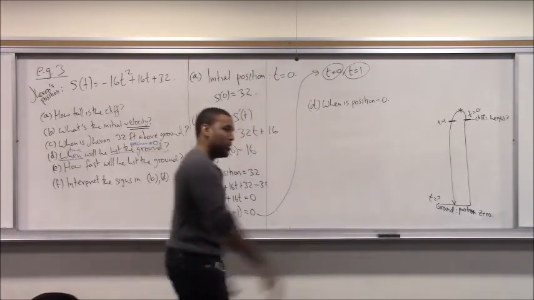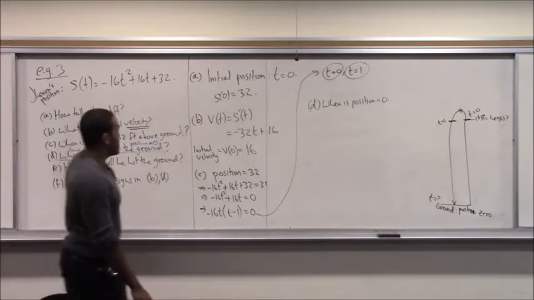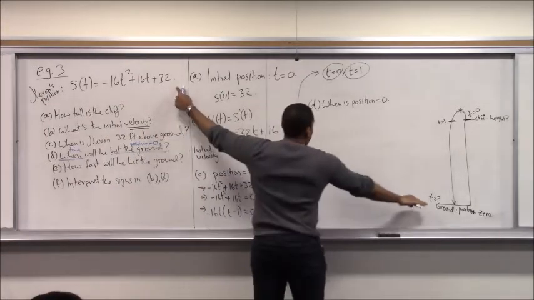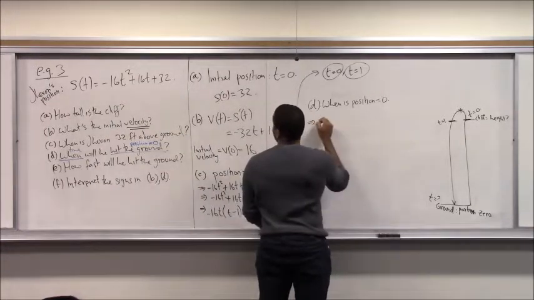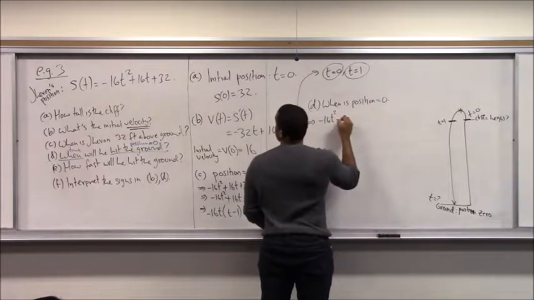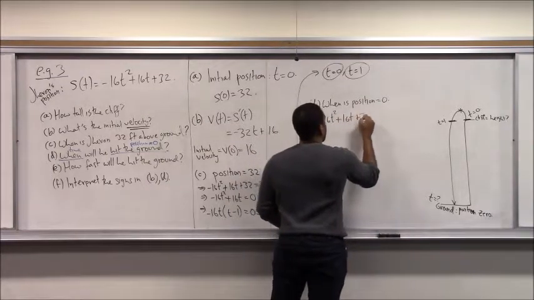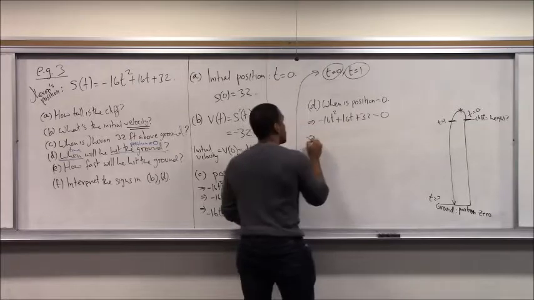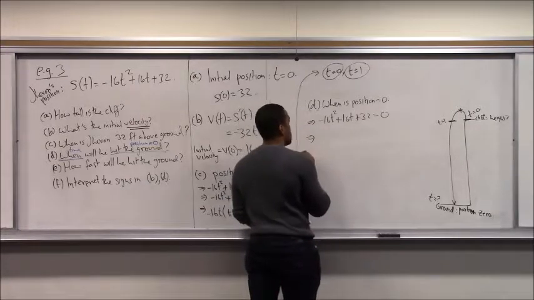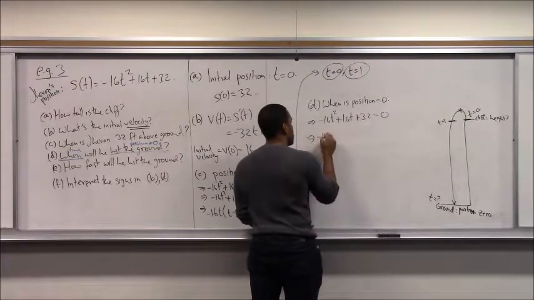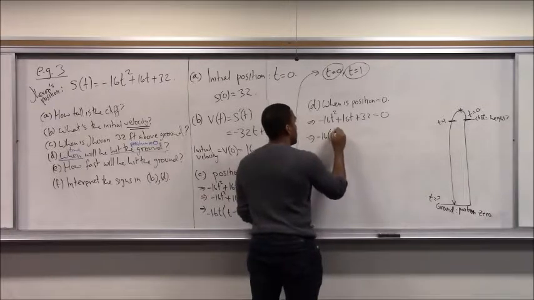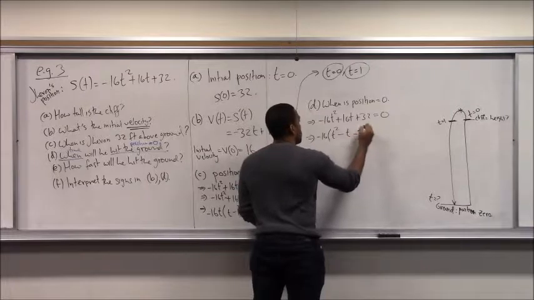Now we get to what you were suggesting in the beginning, right? Because this is asking when it's on the ground level. So this means we would actually solve this equals 0. How would you solve that? Factor. 16 is a common term, so let's factor out minus 16. I get t squared minus t minus 2.